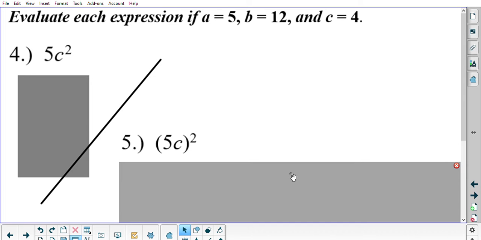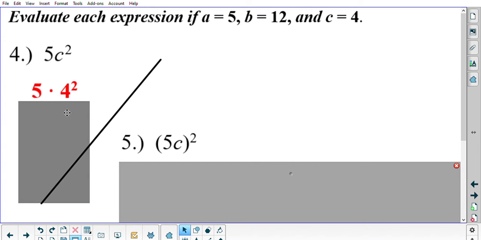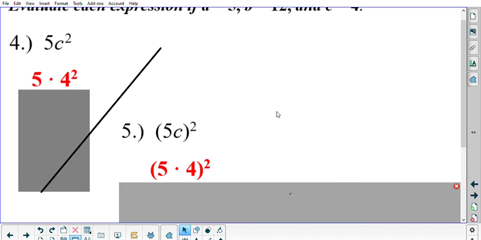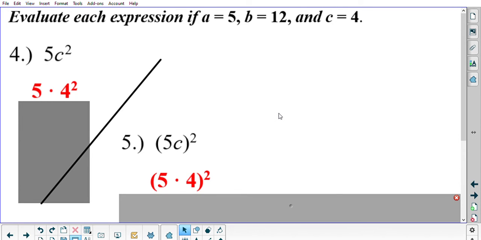All right, I hope you've already done number 4 and number 5 on your own. If not, please hit pause now and do these problems on your own. So both of these problems are going to start out very similarly. You're going to substitute. The C is 4. We know this from the directions. So we substitute the 4 in for the C.